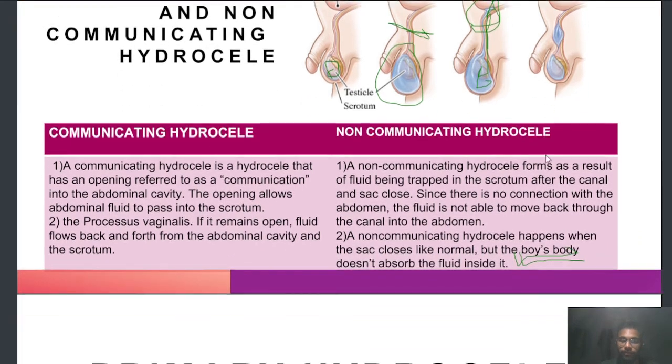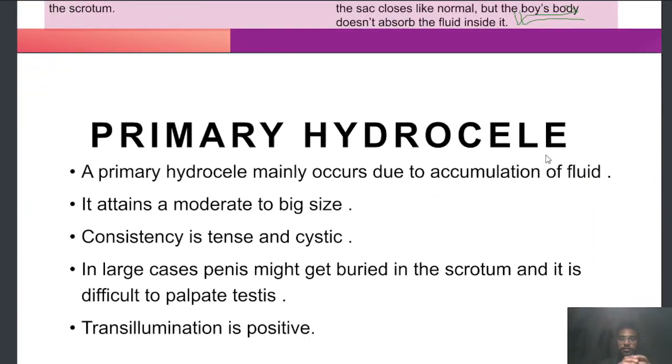Now, moving on with our next topic: what is a primary hydrocele? We have looked into what communicating and non-communicating are, and now in non-communicating we have primary and secondary. A primary hydrocele mainly occurs due to accumulation of fluid. In a primary hydrocele the fluid has accumulated in your scrotal sac, which has made your scrotal sac huge. So when there is a case of primary hydrocele, the scrotal sac attains a moderate to big size, and its consistency is tense and cystic.